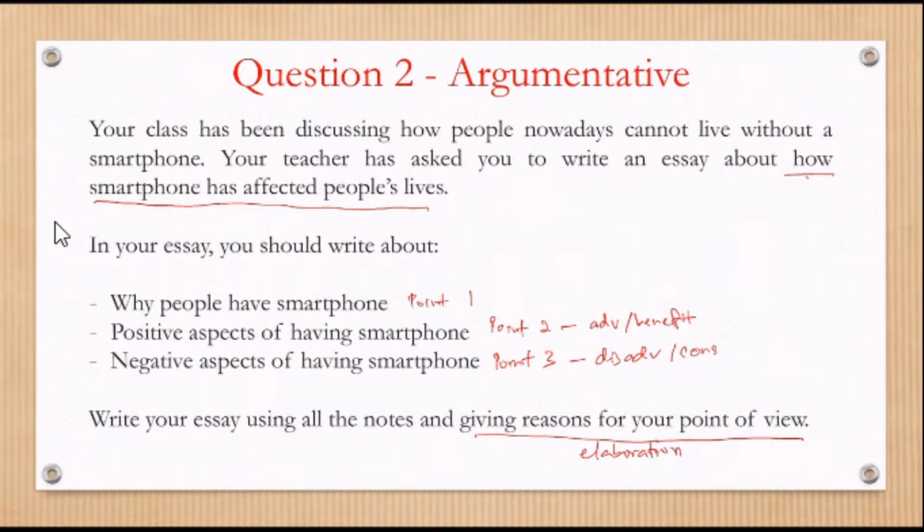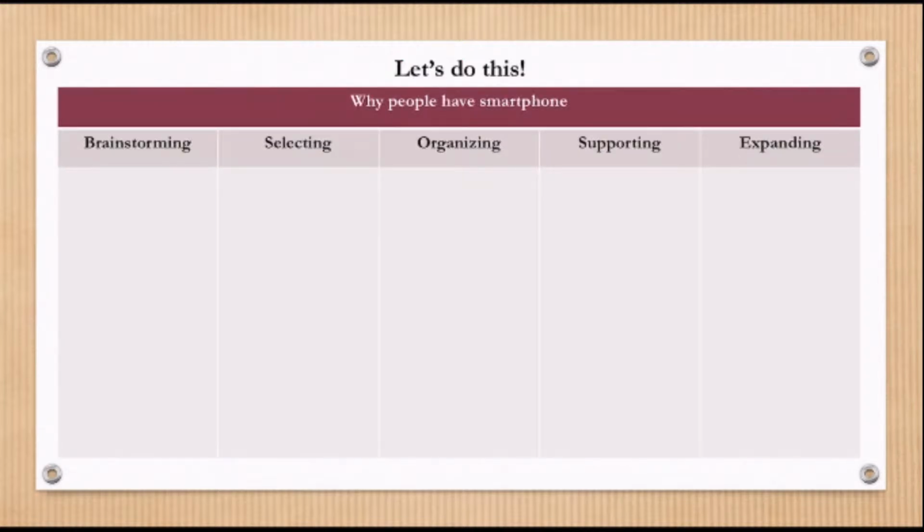Okay, now we know the topic is about smartphones. In your first paragraph, in your introduction, you can write what you understand about smartphones and how they affect people generally. Okay? Okay, let's do this together. So this is a table that has 5 columns. So let's start with a brainstorming session.